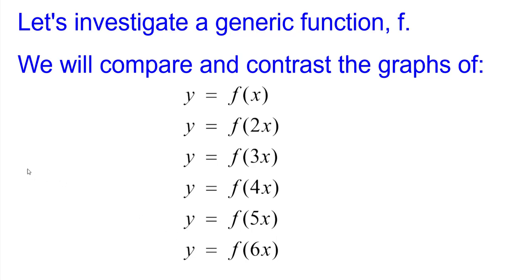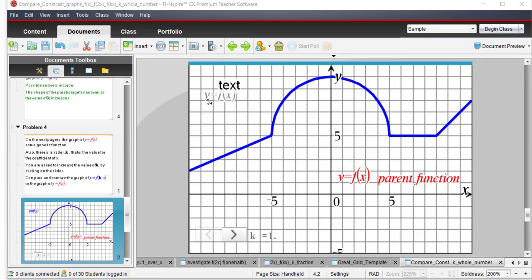Our final example is going to look at a generic function that we're going to compare and contrast the graphs of these here. A function you probably have never seen before. I just created it. So this is the graph of y equals f of x. I just created out of a line, a semicircle, a horizontal segment, and another slanted segment. Okay. So right now the value of k is 1. So this is the graph of y equals f of x.